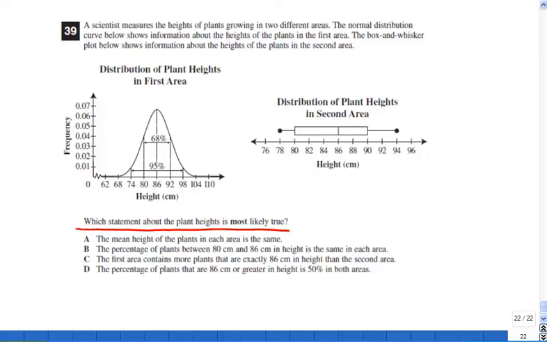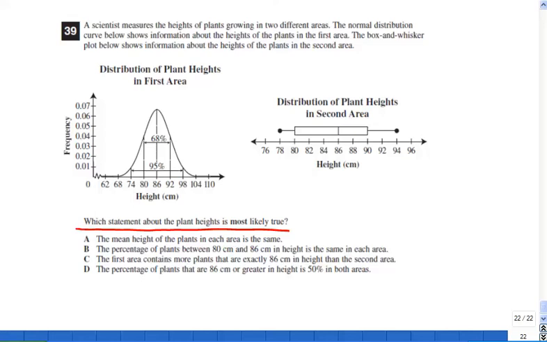Okay, most likely. Most likely implies that maybe there may be some doubt regarding the truthfulness or the validity of that answer. However, out of whatever is given to us, that should be the best option, the answer that is most likely true. Okay, and let's look at our options here.